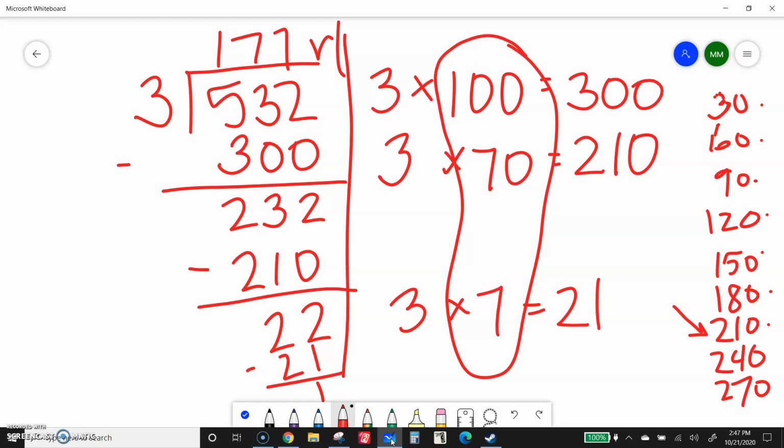All right, that was partial quotients. Now I'm going to show you the quote-unquote standard division way.